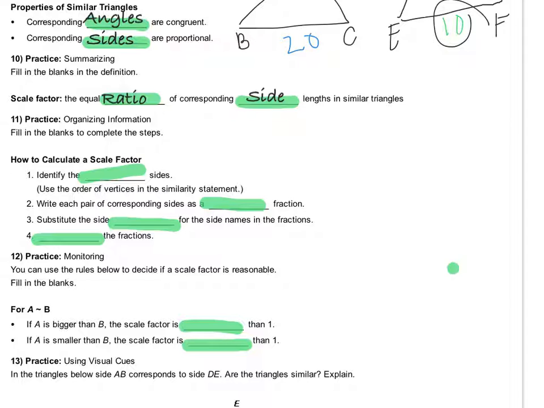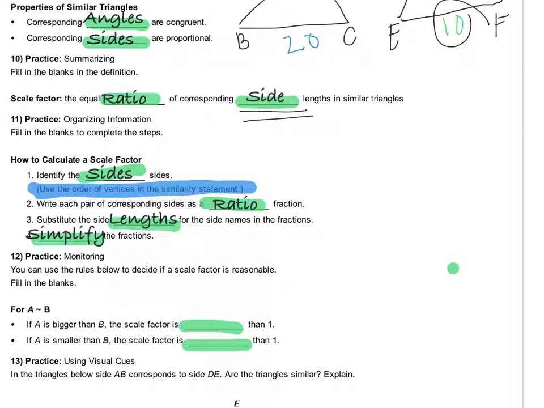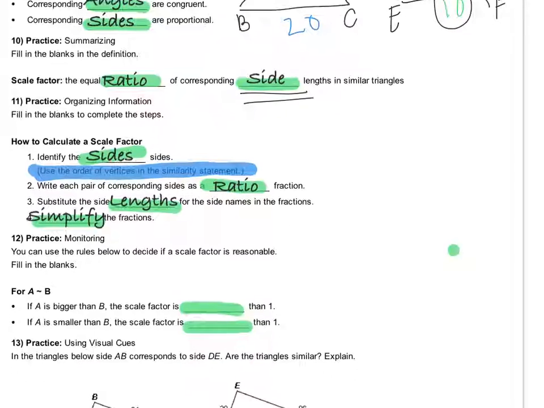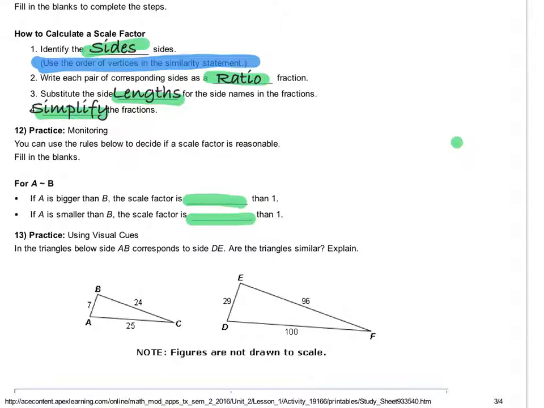It says how to calculate a scale factor. We want to identify first the corresponding sides, because when you're looking at scale factor, it's always going to be the sides. I like that it says use the order of vertices in the similarity statement. This is going to be very important, and if you don't understand that, just let me know because I'm here to help you. Number 2 says write each pair of corresponding sides as a ratio fraction. 3 says substitute the side lengths for the side names in the fractions. 4 says simplify the fractions. Those are our 4 steps to calculate the scale factor, and it's going to make sense in a minute because we're going to do a practice one.